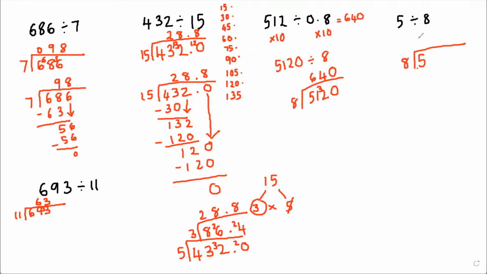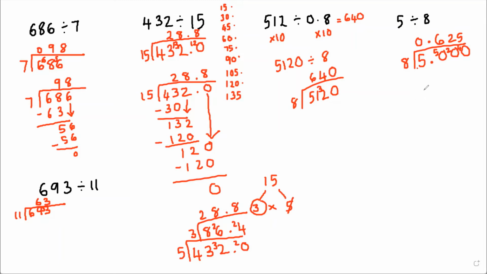Now 8 will not go into 5, so we're going to add a decimal point here, and I always add 3 zeros because generally that is enough. Sometimes you'll need less, sometimes you might need more, but the question should give you some sort of guidance if that's the case. Now 8 does not go into 5, so we're going to carry 5 across. 8 goes into 50 6 times with a remainder of 2. 8 goes into 20 twice with a remainder of 4. And 8 goes into 40 5 times. So 5 divided by 8, which is the same as 5/8, is 0.625.